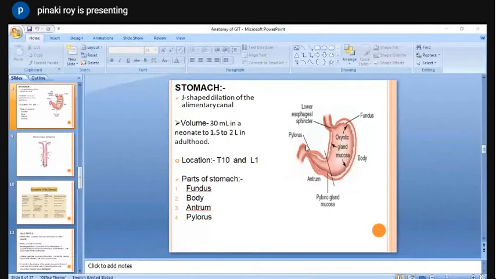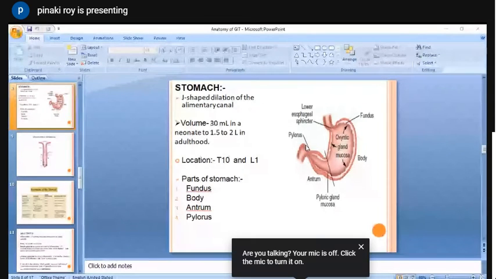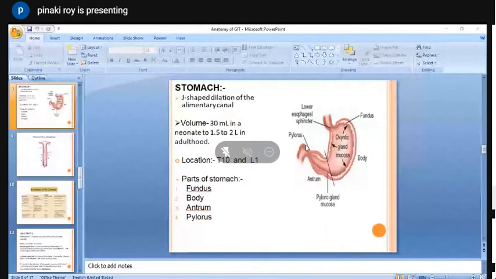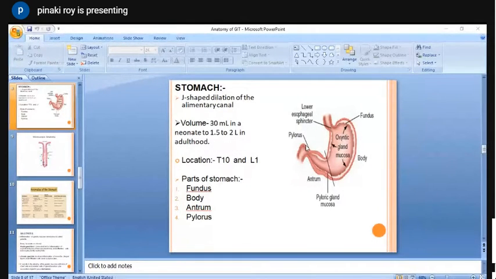Another important thing is that the stomach has three muscle layers. One is circular, another is longitudinal, and in between there are oblique muscles. The oblique muscles help to compress. For that reason, the stomach is the part of the GI tract where peristalsis is maximum. Peristalsis is most powerful.